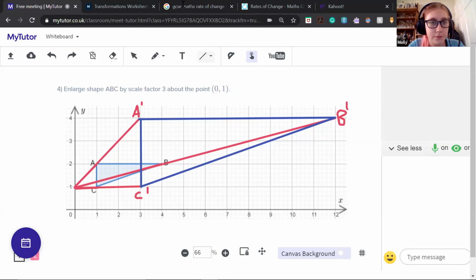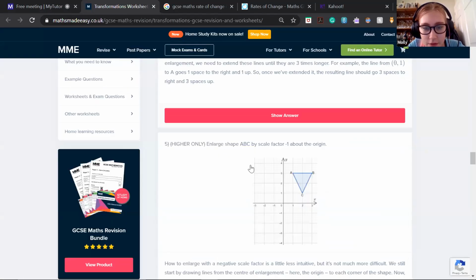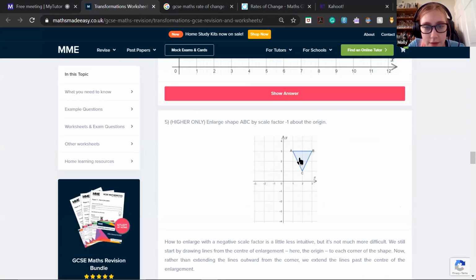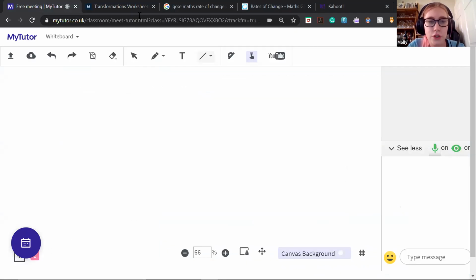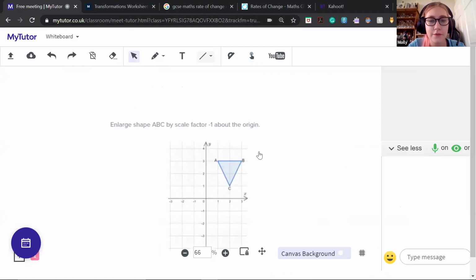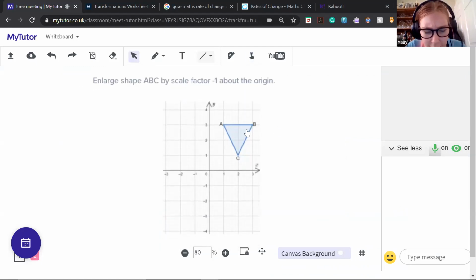So, yeah, we can see a much nicer diagram of it here. So let's have a go at this one. This is higher according to Maths Made Easy. Let's get the question in. But it's not too hard to understand at all. So even if you're foundation, I think you can definitely give this a go. This one's not as good quality, sorry.